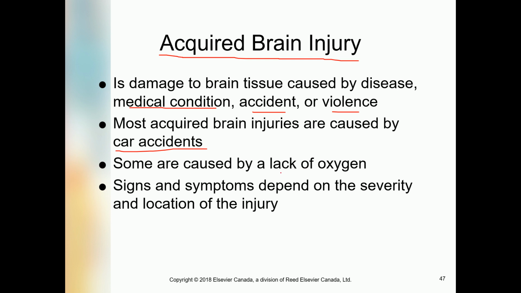Some are caused by a lack of oxygen. Some people who cannot have good circulation to the brain, they don't have good blood flow to the brain, and no blood flow means there is a lack of oxygen and people have a brain injury. Signs and symptoms depend on the severity, meaning the seriousness, and the location of the injury. What location, what part of the brain? Frontal lobe, occipital lobe, temporal lobe. There are 4 lobes in the brain. Which part of the brain?